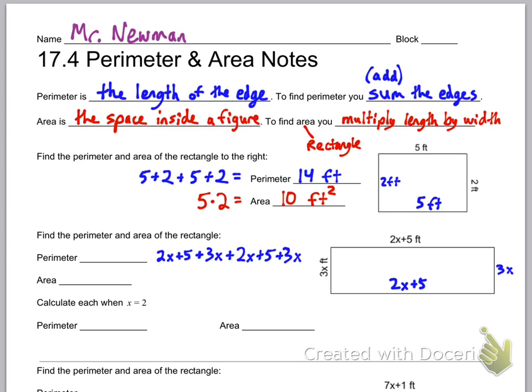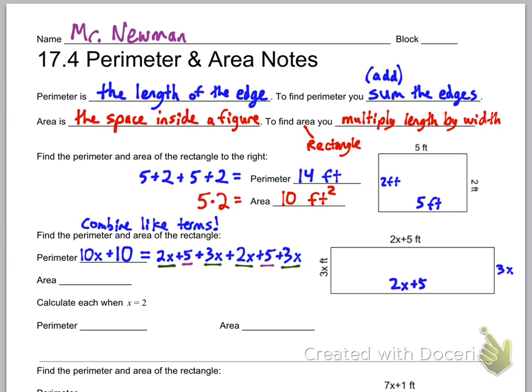Now, right here, we need to combine like terms, and you guys know what those look like. All the terms with x's, we're going to add up those coefficients. That means the numbers in front. So we get 10x. 2 plus 3 plus 2 plus 3 is 10x. Then we're going to add all the constants. Those are numbers without variables. 5 plus 5 gives us 10. So when you combine like terms, you get 10x plus 10.